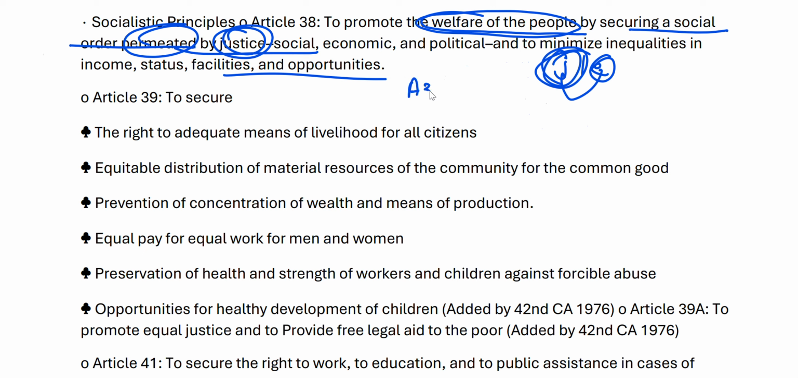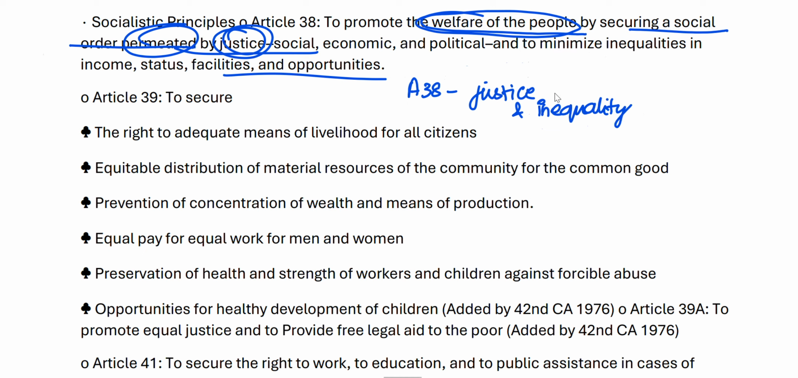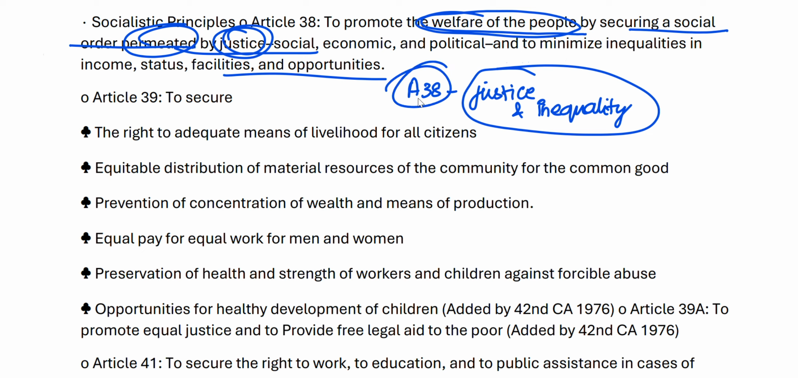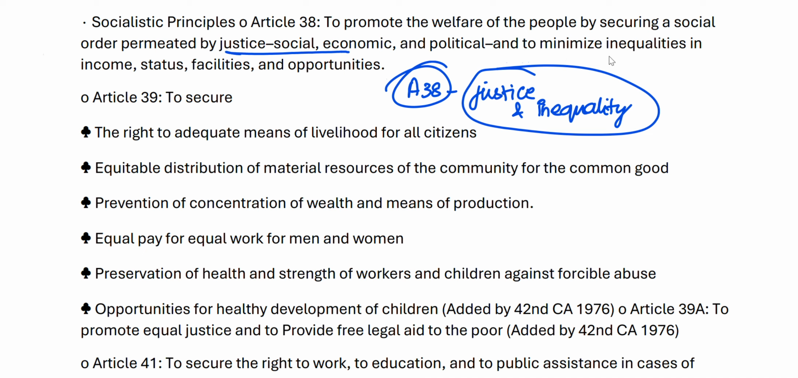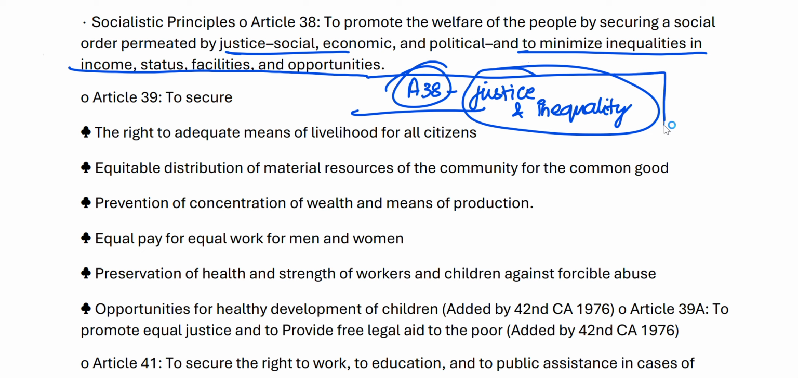What is Article 38? Justice and inequalities are described in Article 38. Justice is socio-economic and political. Why do we want these? For the welfare of the people.